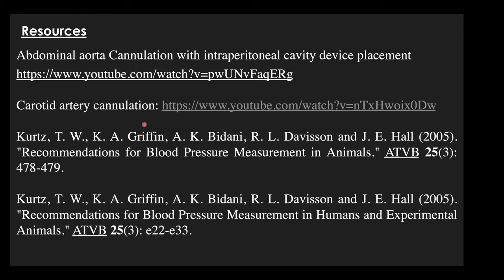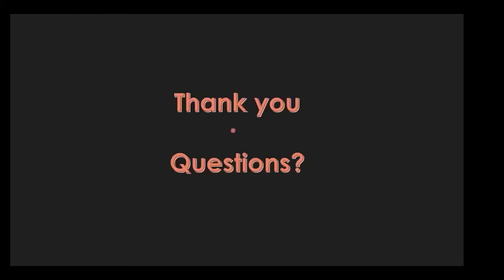Those are some resources that I wanted to share with you. This is the video about the abdominal aorta again, the cannulation and the device placement. This is a very nice video for the carotid artery cannulation for those who want to insert their transmitter in the carotid artery. And those are other resources for how you choose your method for blood pressure measurement if you are doing experimental animals. And with this, I would like to thank you all, and I'm open to your questions.